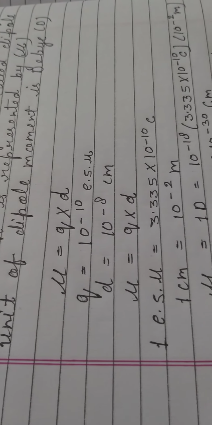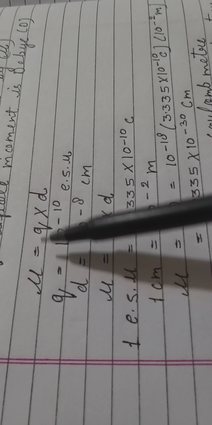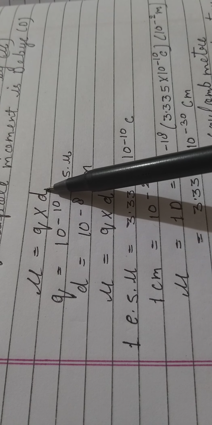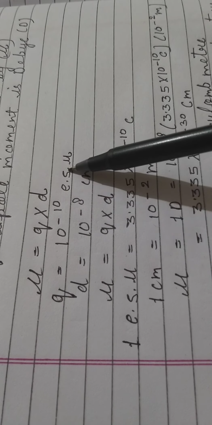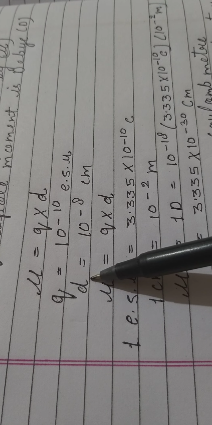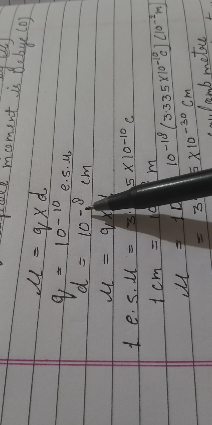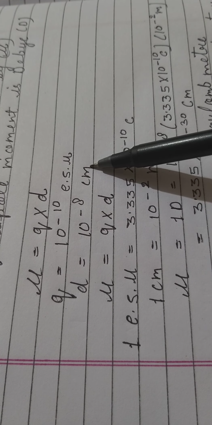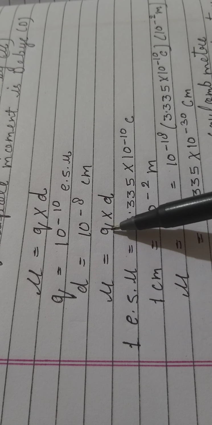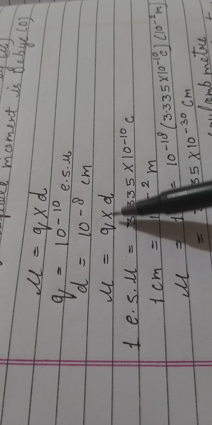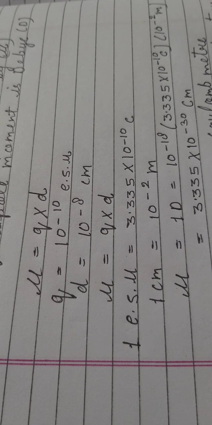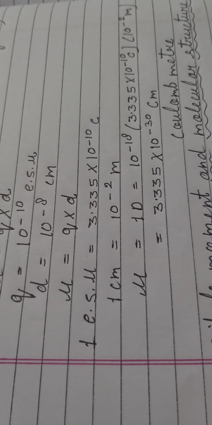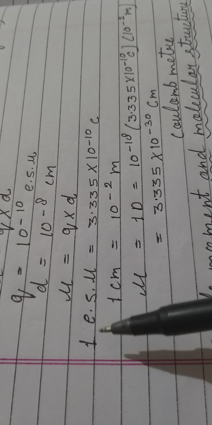Now you see how this dipole moment is used. Mu is equal to Q into D, where Q is 10 raised to the power minus 10 ESU, and D, which is the distance, is 10 raised to the power minus 8 centimeter. So the dipole moment is the product of both of them, Q and D. Now we have to see how mu is calculated.